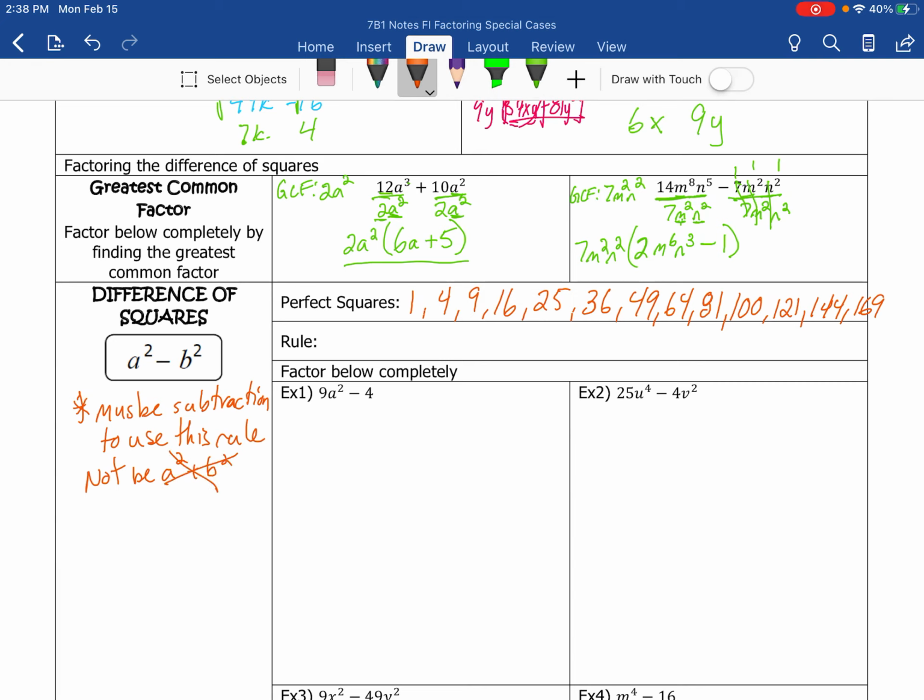Okay, so it cannot be a squared plus b squared. This will not work with that, because one has to be plus and the other one has to be minus. So the first thing you always do with problems like this is you, of course, factor out the GCF.